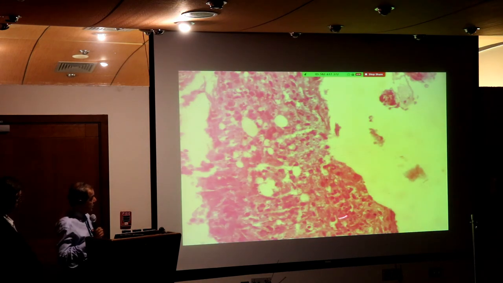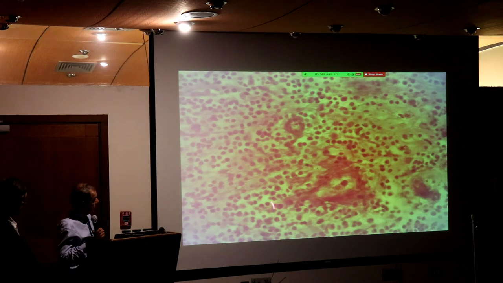This is another area. I think the PAS stain was negative; there was no fungi in this. This is another area where we can see many areas and sheets of plasma cells. This is definitely osteomyelitis and there is no malignancy.